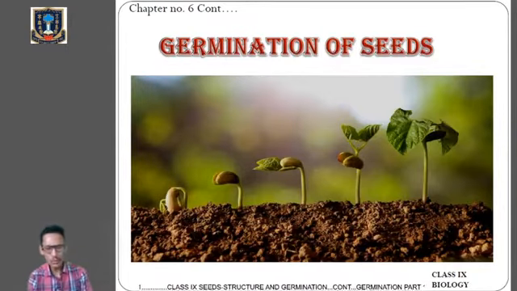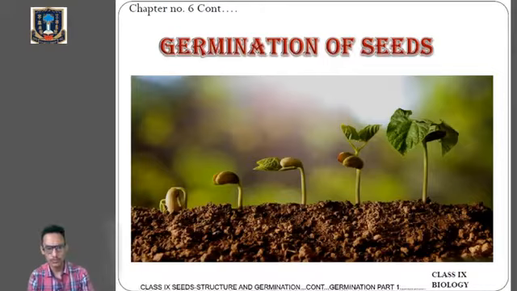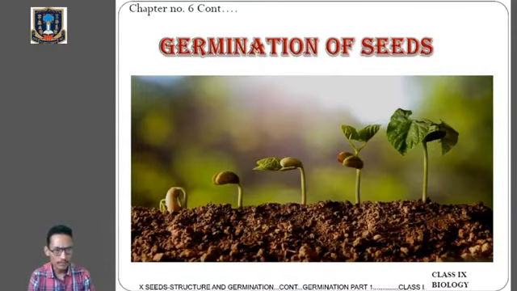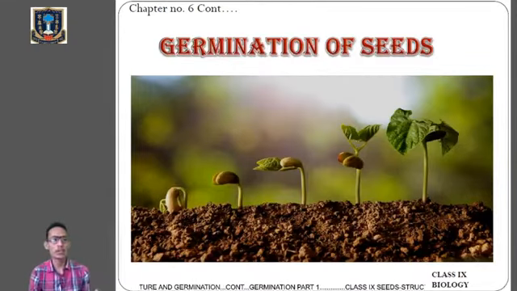Clear? So all seeds have a dormant period, or we can say an inactive embryo stage. During this stage, the seeds will not germinate. It is also called dormancy. D-O-R-M-A-N-C-Y. Dormancy, a period of rest where the seeds will not germinate.